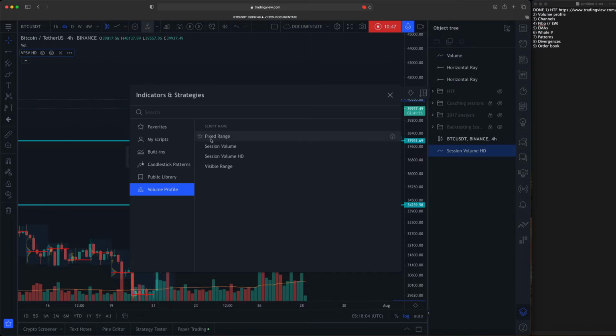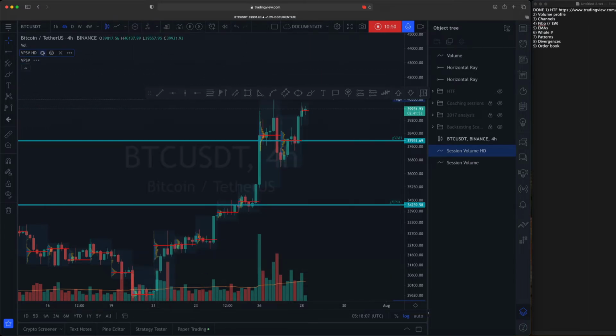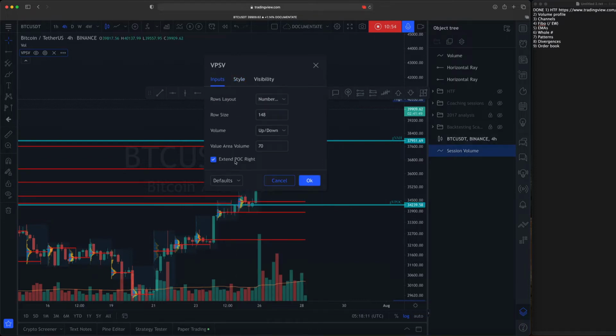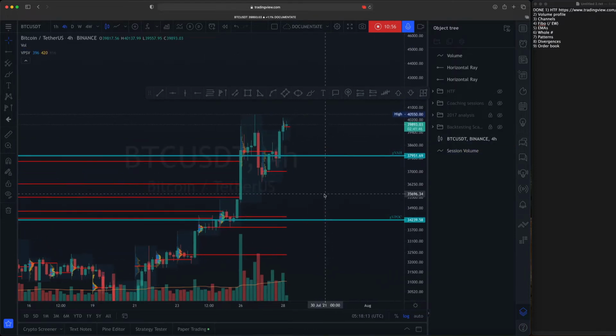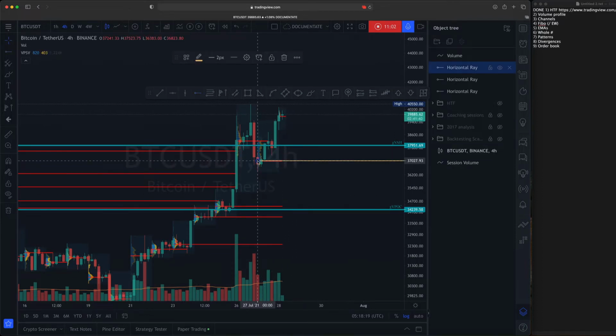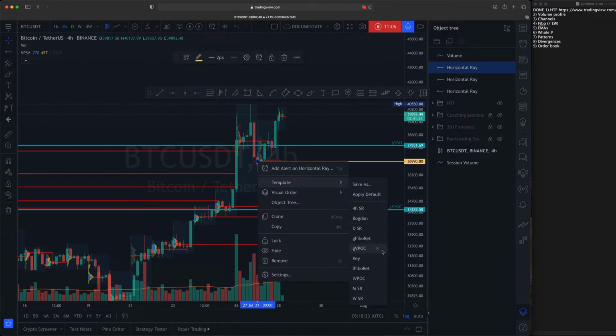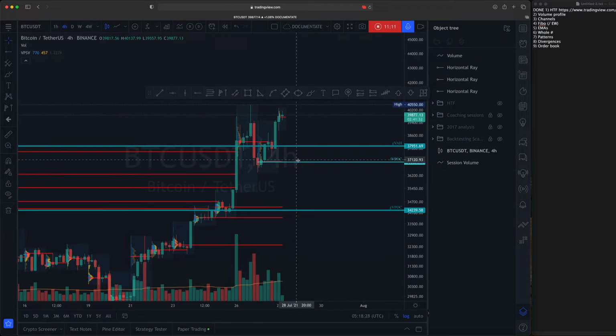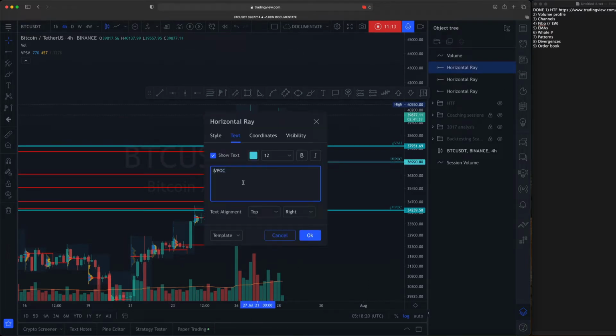Let me add the other one. Extending to the right, okay. We have here and here a naked point of control. I'm adding this one as a local VPOC and also naked point of control.